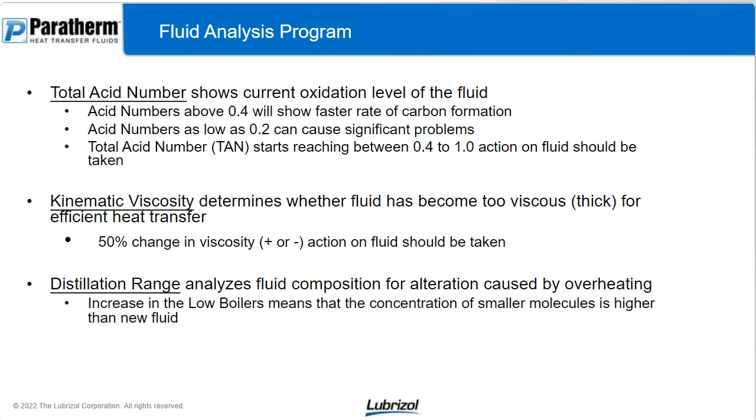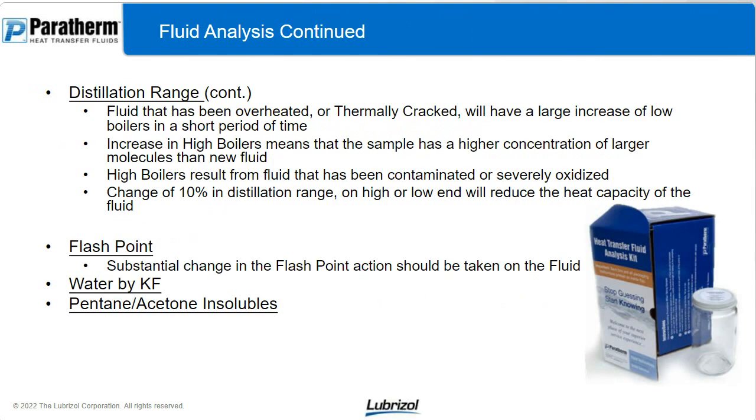So a change in viscosity will change the efficiency and is a real indicator of some other red flags in the system. Measuring the distillation range of the fluid, the composition for altering and overheating. So we run this through a simulated distillation sometimes, or it could be a vacuum distillation. Most of the time it's going to be simulated. It shows you the molecular structure, how much it's changed. If fluid's been overheated, or if there's a sludge buildup, something like that, or even if there's a contamination, the distillation range should really help to narrow that down. So an increase in high boilers, an increase in low boilers are red flags. A change in the distillation range on the high or low end will reduce the heat capacity of the fluid.